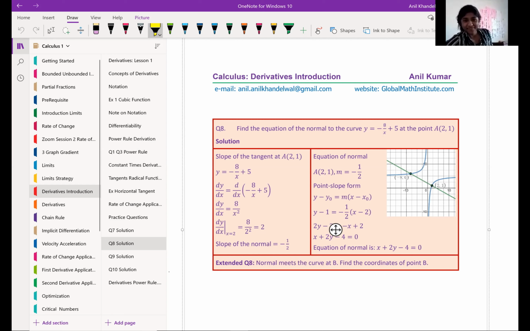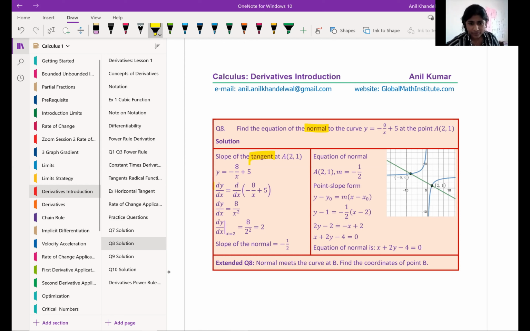Can you read the question for me, please? Find the equation of the normal to the curve y equals minus 8 over x plus 5 at the point A, 2, 1. Perfect. So when we need to find the normal, we know it is the negative reciprocal of the tangent. So we'll begin with finding the tangent.